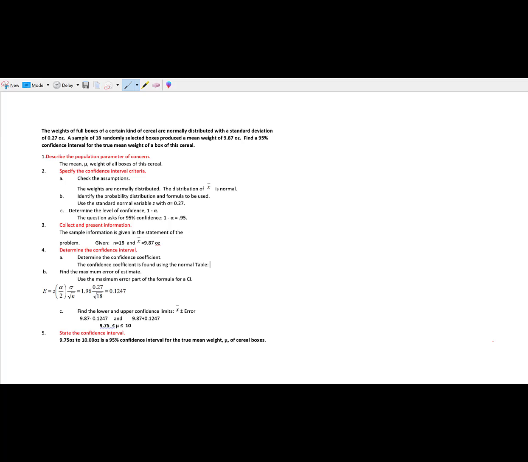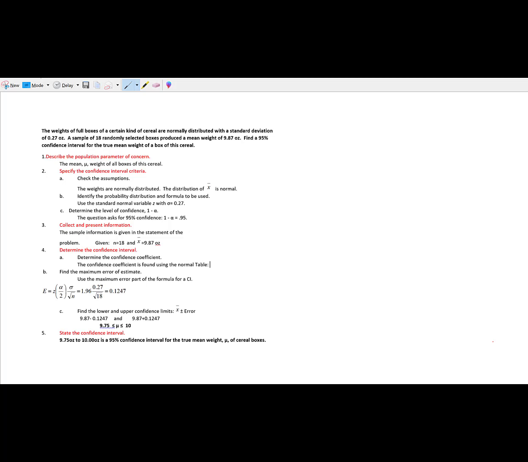We use a 5-step model to identify the confidence interval for the true mean weight of a box of this cereal. The first step in this model is to describe the population parameter of concern. The mean weight of all boxes of this cereal is the parameter of interest for this question.